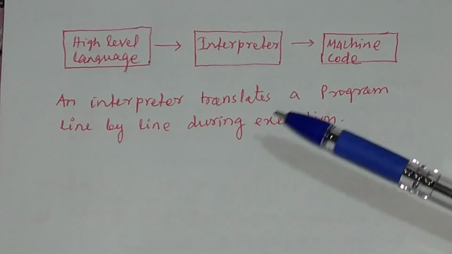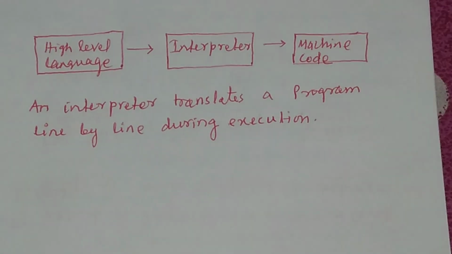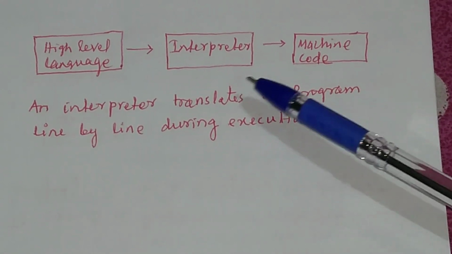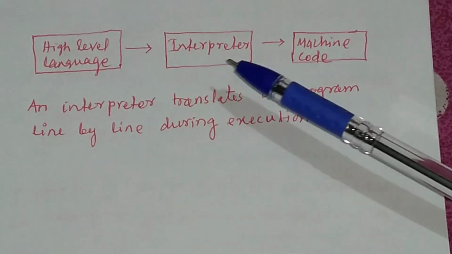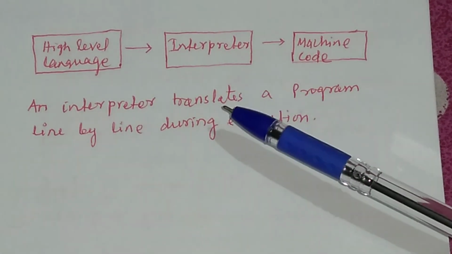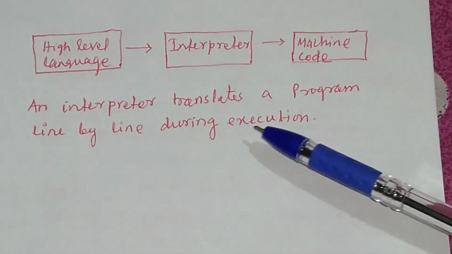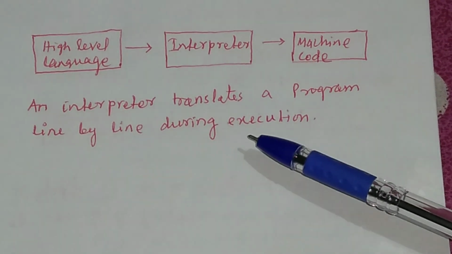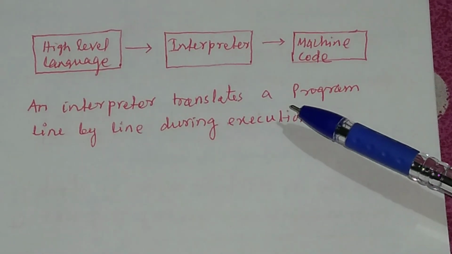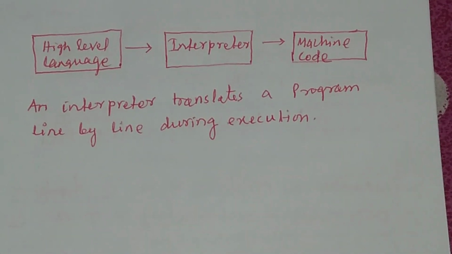Another method for the execution of a program written in a high level language is the interpreter. An interpreter translates a program line by line during execution. A compiler translates the whole of the program, but an interpreter translates a program line by line during execution.